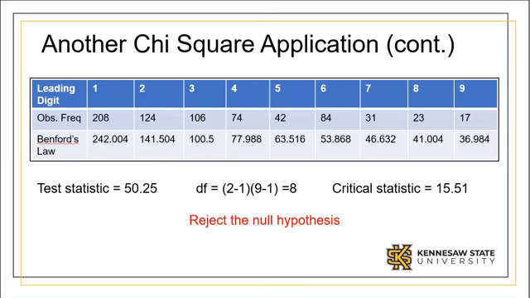Rounding will introduce error and possibly affect our decision. The test statistic is 50.25. There are 2 rows and 9 columns. This gives us a degrees of freedom of 8. At alpha equal to 0.05, we find a critical statistic of 15.51. Note that this is a one-tail scenario and taken in the right tail. Since the test stat is bigger than the critical, we reject the null. There appears to be check fraud.